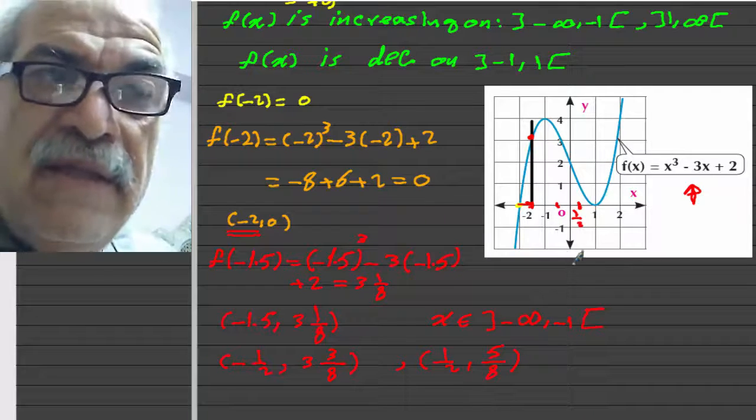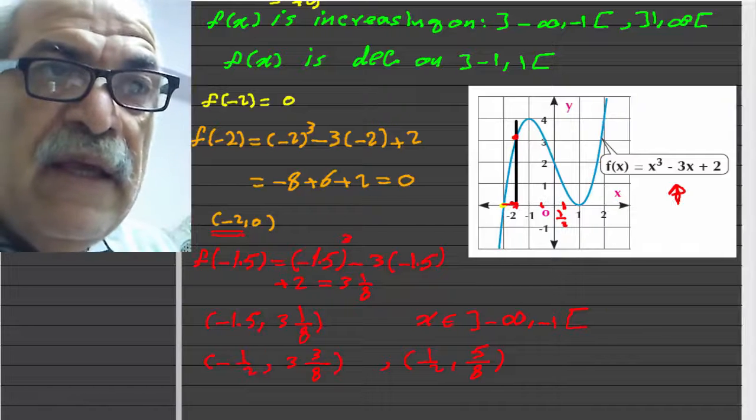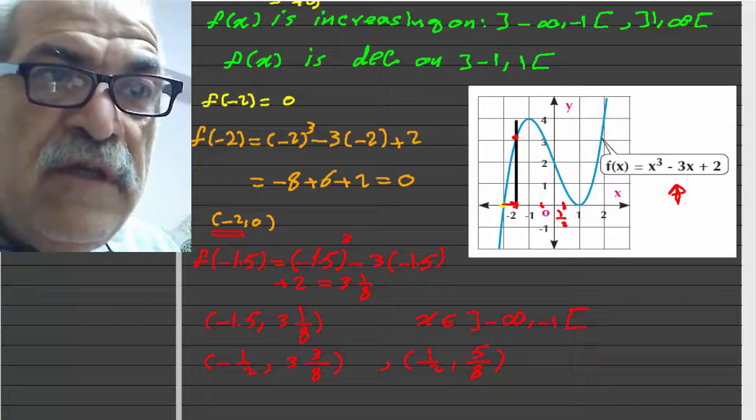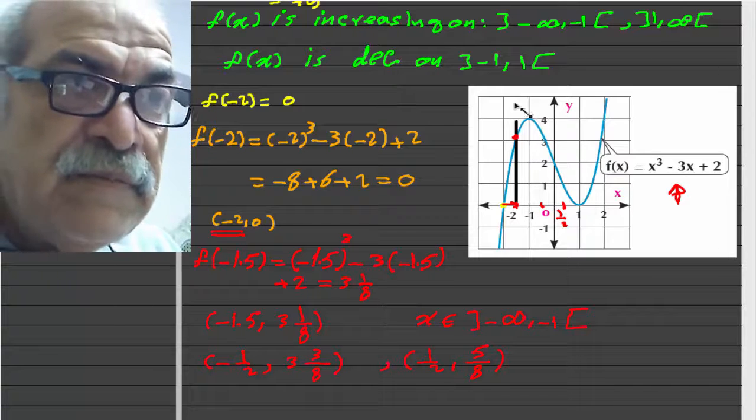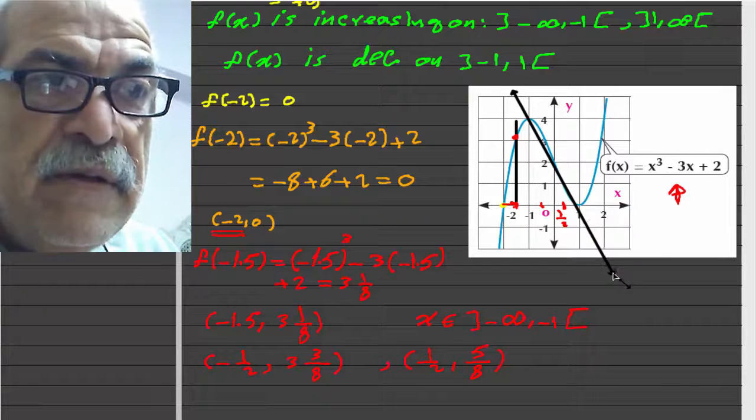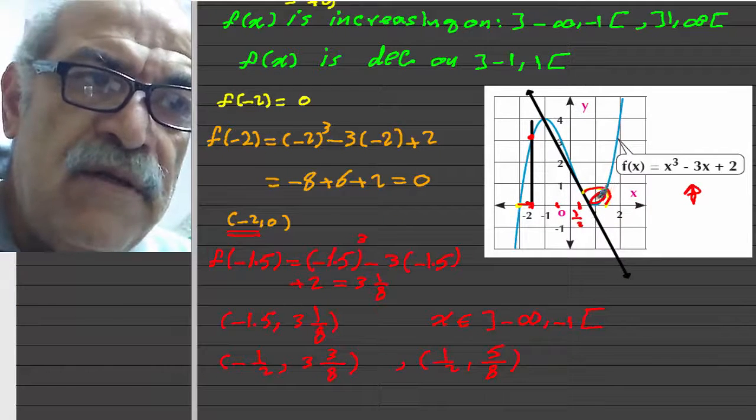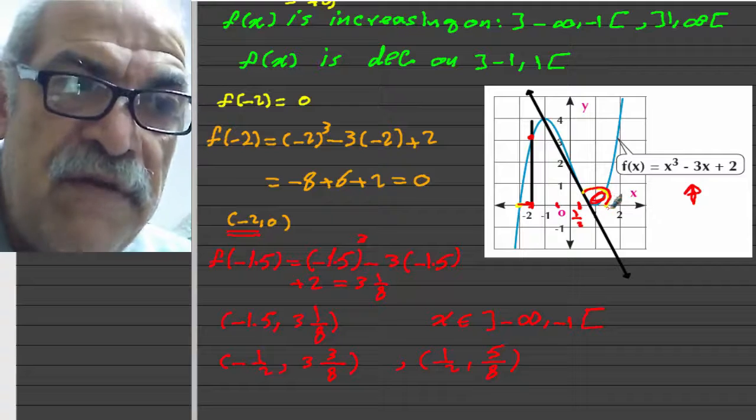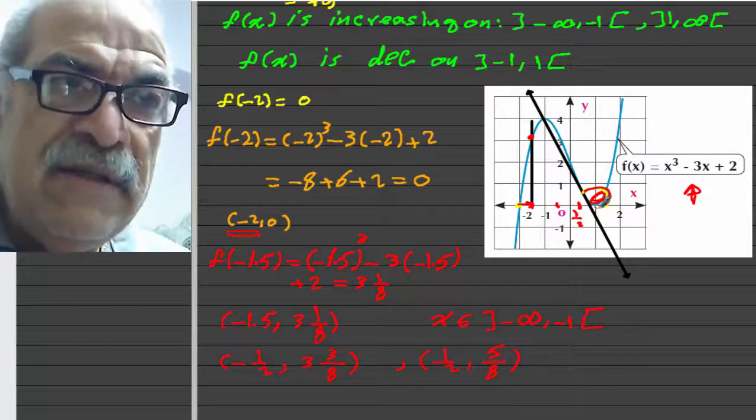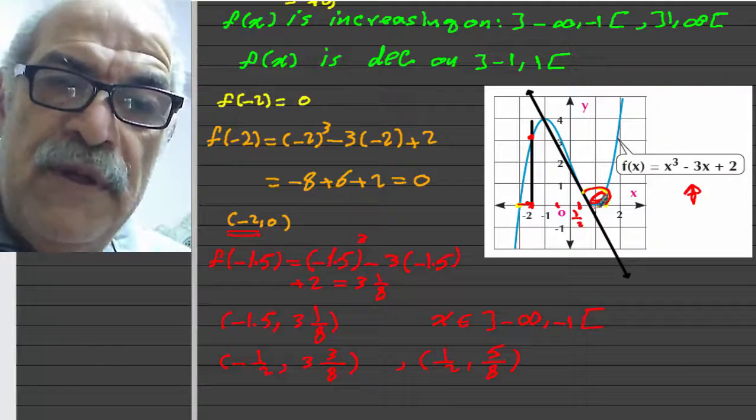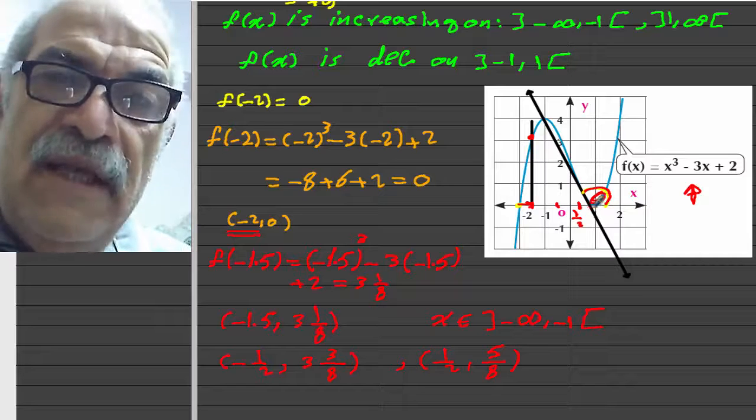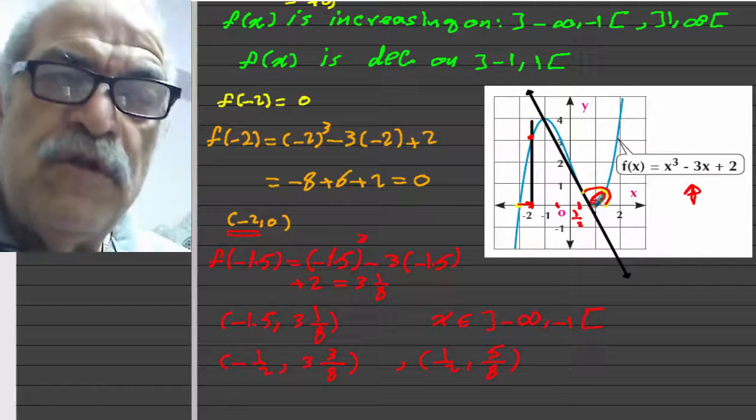And when you draw a tangent at any point on this interval, it will make an obtuse angle, greater than 90 degrees. So when the function is decreasing, the slope is negative and theta will be obtuse.